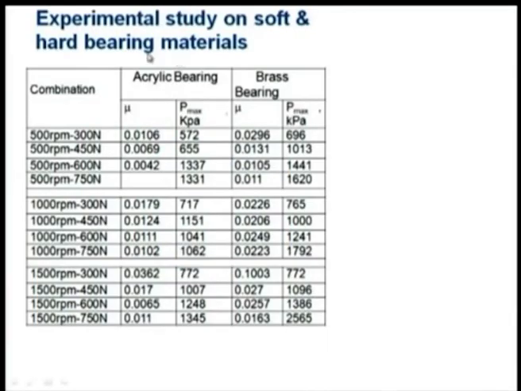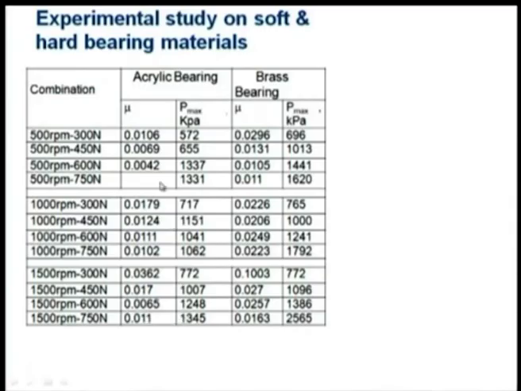When we are comparing the results of coefficient of friction and P maximum, the P maximum which occurred in the acrylic bearing and the P maximum which occurred in the brass bearing are both in kilopascals, and of course in a few places it has reached the megapascal. But acrylic is a softer material, it will be deformed at low contact pressure itself. A few experiments were done at 500 rpm, 1000 rpm and 1500 rpm, again with four kinds of loads: 300 Newton, 450 Newton, 600 Newton and 750 Newton.